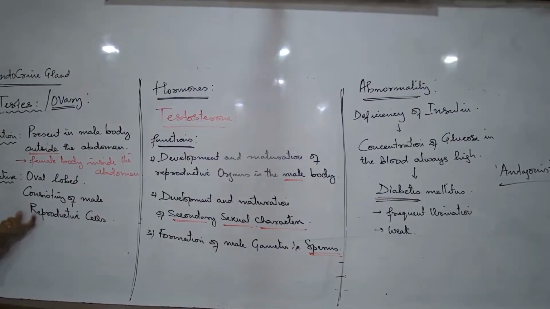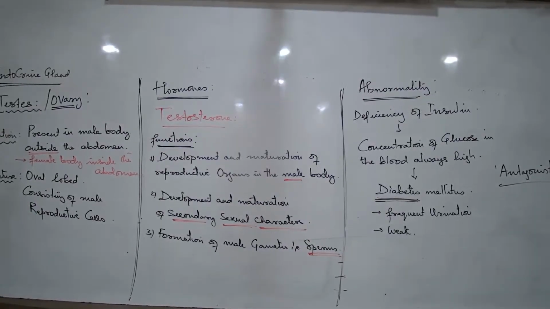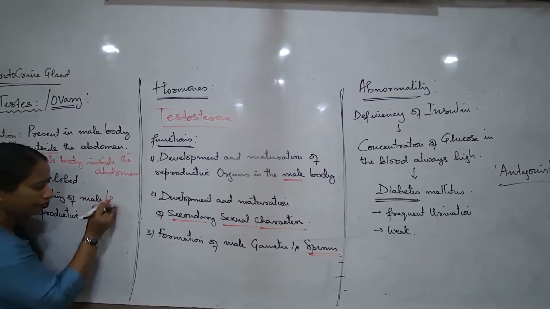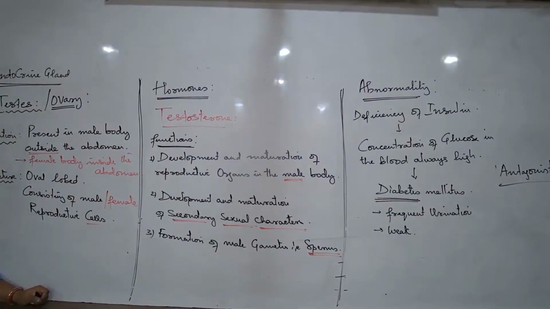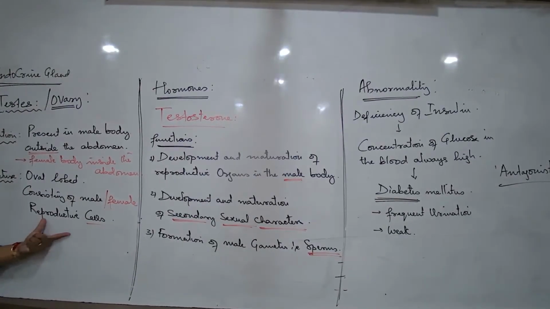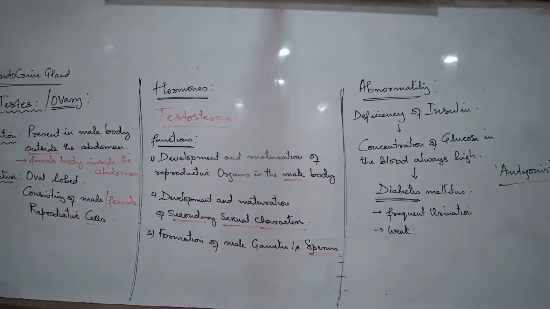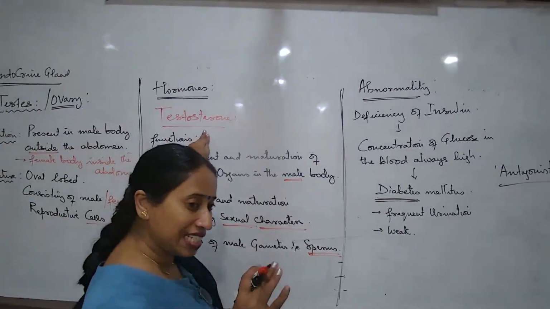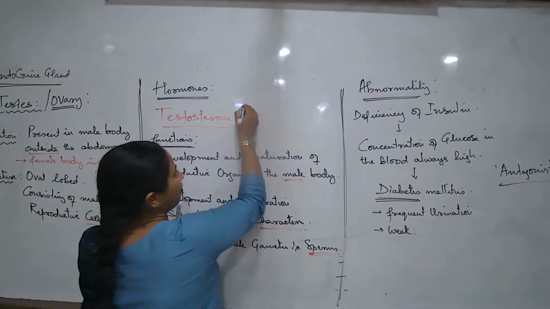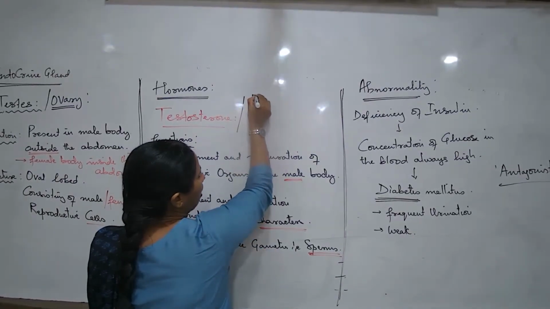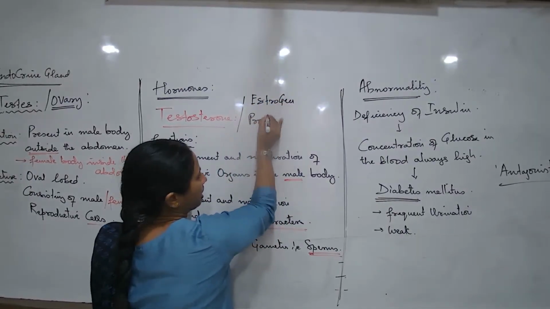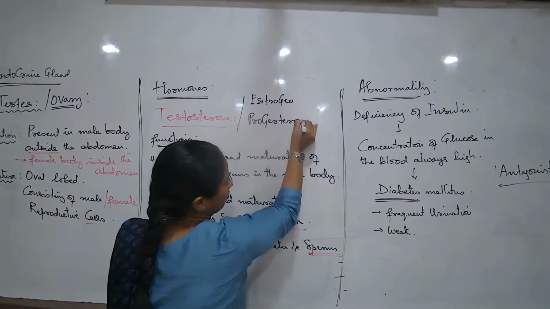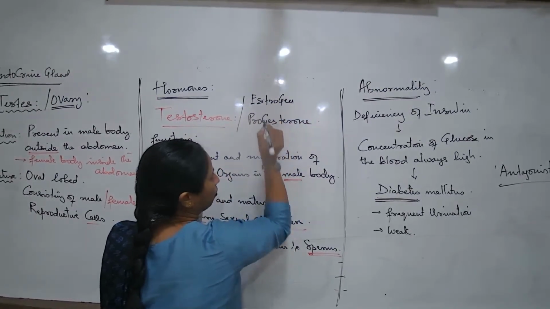Structure, oval, lobulated, that remains the same. Consisting of female reproductive cells. That's the same concept. I'm talking about ovary. What about the hormones? If it is male, we study testosterone. What about the female hormones then? The female hormones are estrogen and progesterone. 2 hormones. Estrogen and progesterone.